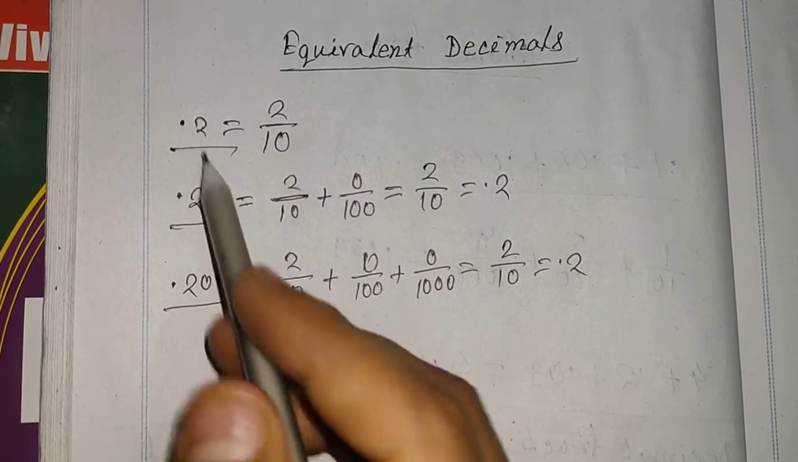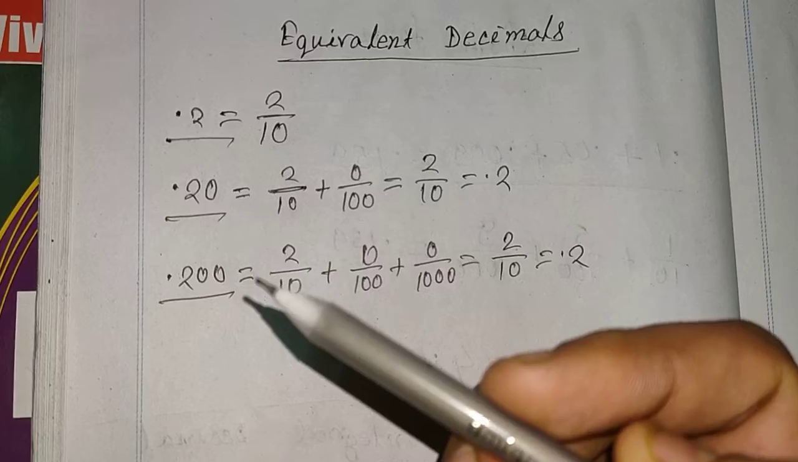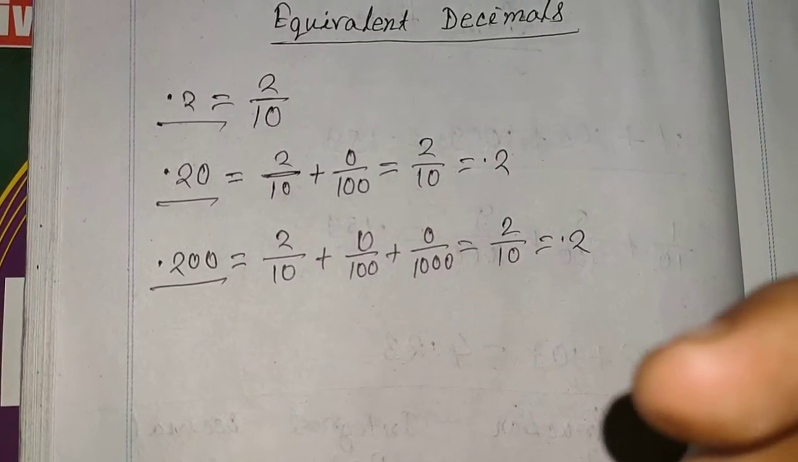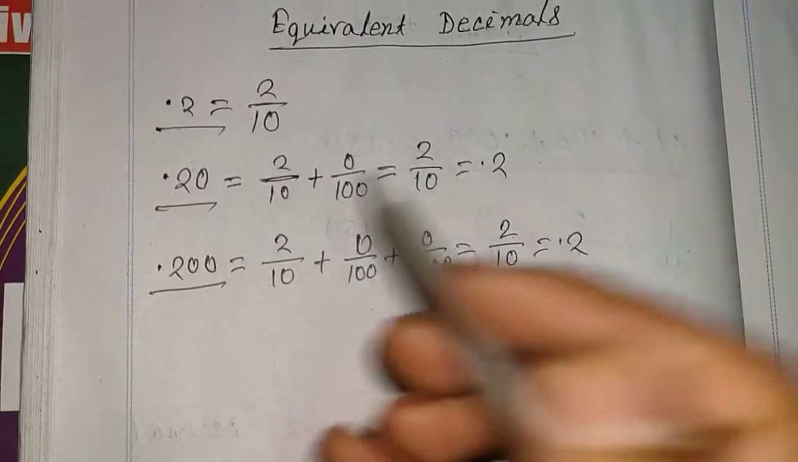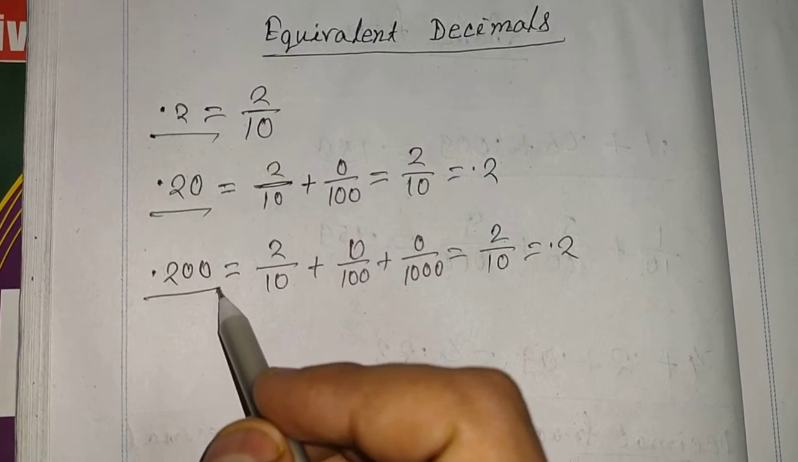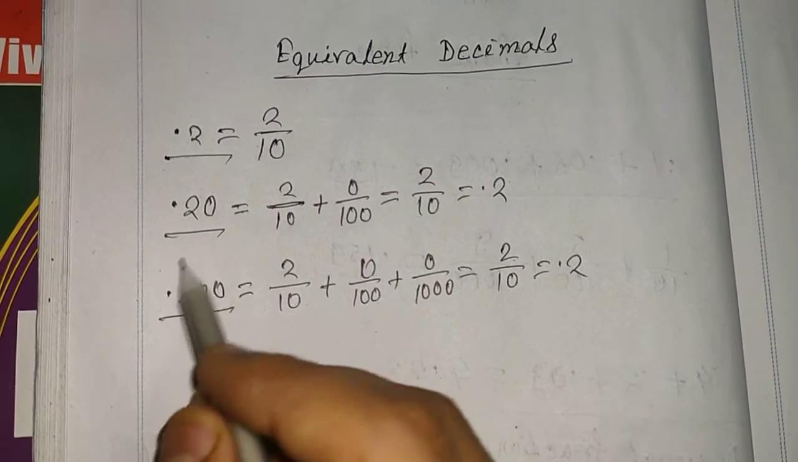If you add any number of 0s on the right side of any fractional number, it is equivalent to the same number.